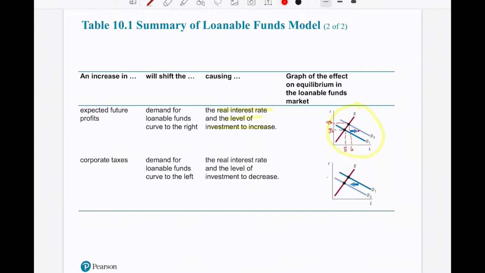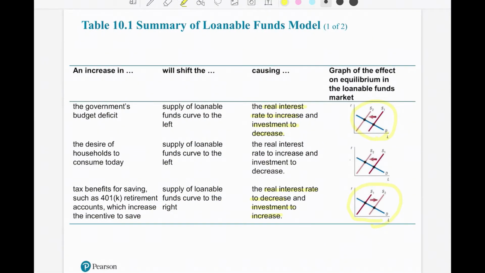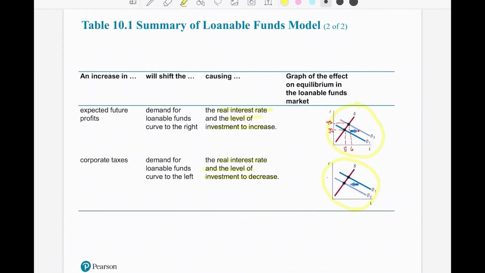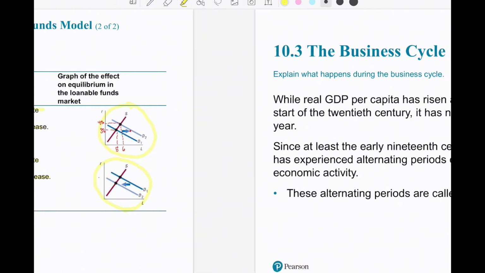And maybe $6 billion for our equilibrium quantity of loanable funds. And then lastly, if there's a decrease in demand. So whenever there's a decrease in demand, we will expect the real interest rate and the level of investment to both go down. So that's what I want you guys to just kind of focus on. What happens when there's an increase in demand or supply of loanable funds, and how does that affect the overall interest rate and the equilibrium quantity of loanable funds?